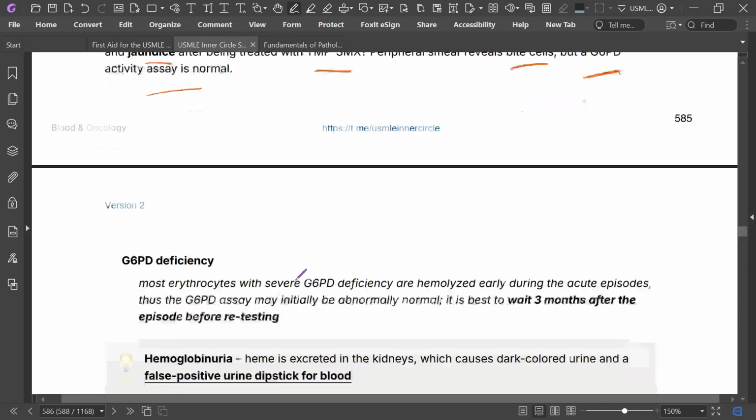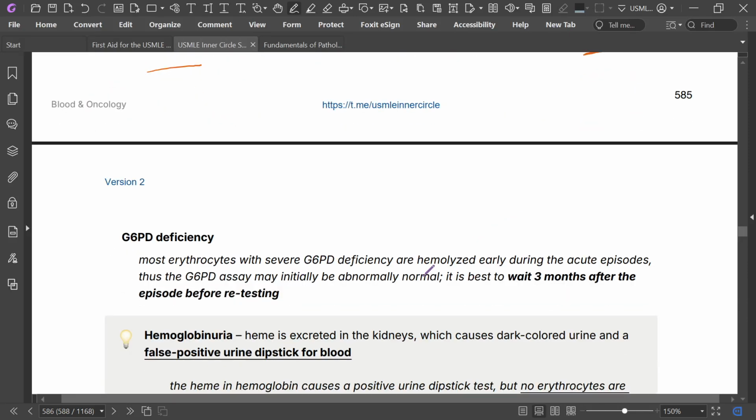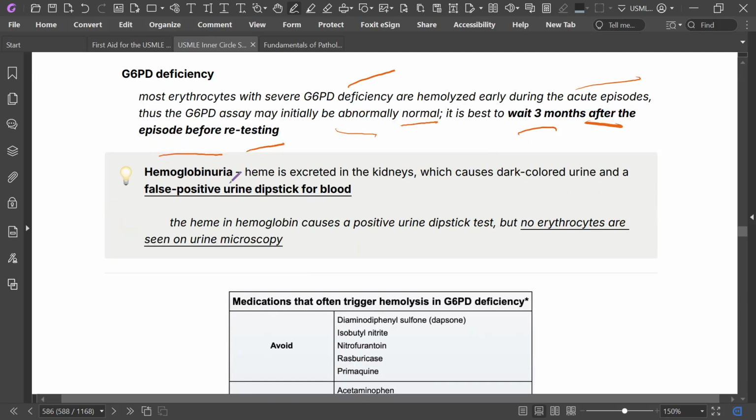In G6PD deficiency, most erythrocytes with severe G6PD deficiency are hemolyzed early during the acute episodes. Thus, the G6PD assay may initially be normal, and it is best to wait for 3 months after the episode before retesting. There is hemoglobinuria.